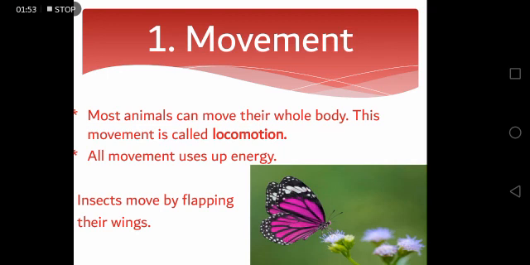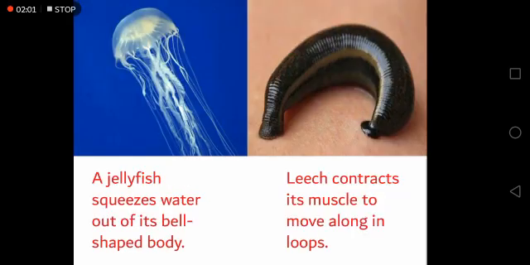Insects move by flapping their wings. As you can see in this picture, a butterfly moves from one place to another place by flapping its wings. Next we have a jellyfish. Jellyfish squeezes water out of its bell-shaped body, and as the water moves out of its body, jellyfish is pushed in the forward direction. Leech contracts its muscle to move along in loops.